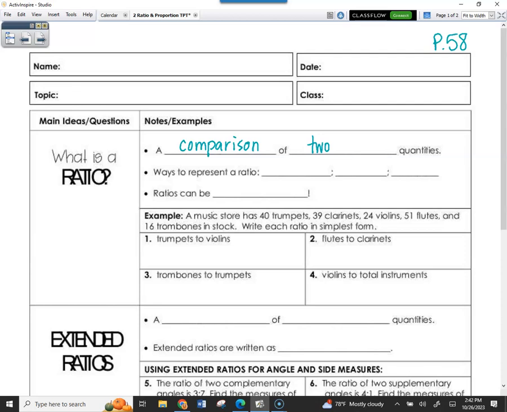There's 3 different ways to write a ratio. You can write it out in a sentence, like A to B, or you can write it with a colon, A:B, or you can write it as a fraction, A over B. So there's 3 different ways to represent it. What's important is that you always have it in what's called simplest form or simplified form. That's what's important.